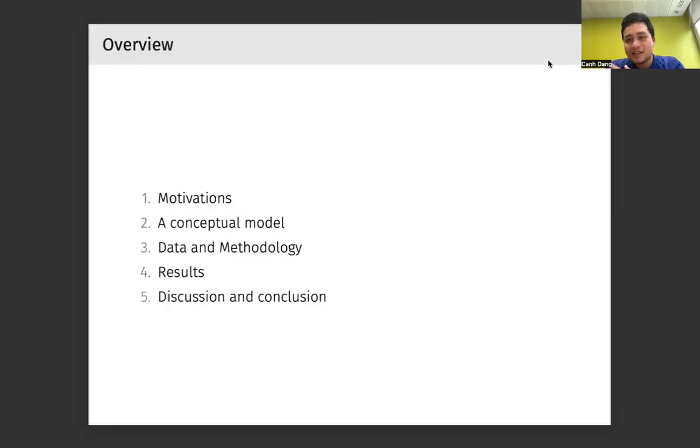Now, this is the outline of the talk. I will be speaking about the motivations of the research, a conceptual model in which we lay out the theoretical foundation of our paper. We're talking about the data and the methodology on how we would identify the causal effects of incentives on diversification. I will be talking about the results and finally giving some discussion and some concluding remarks.